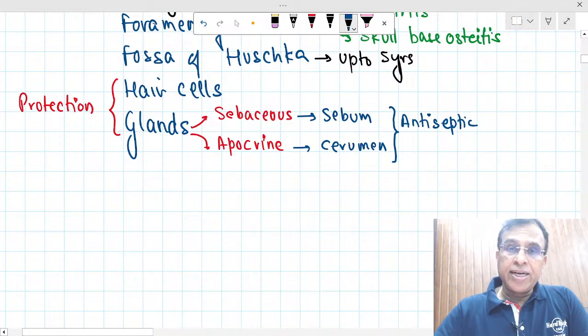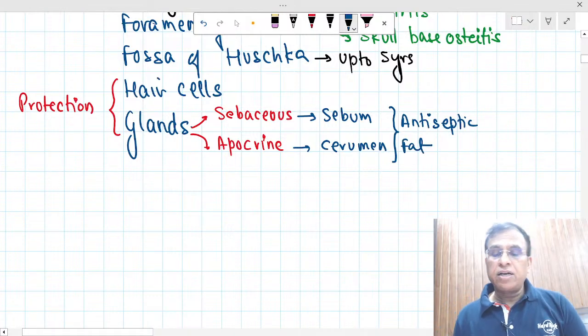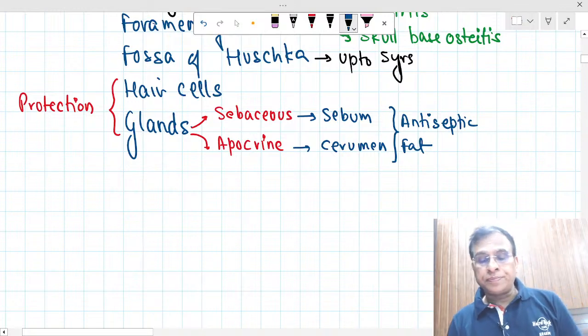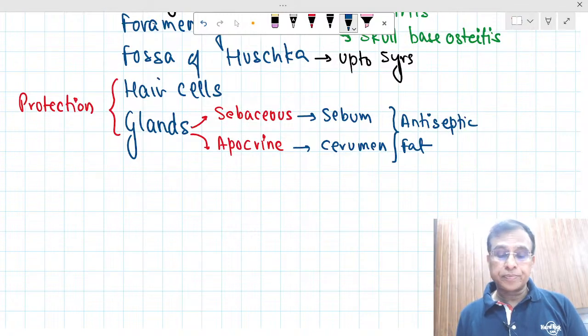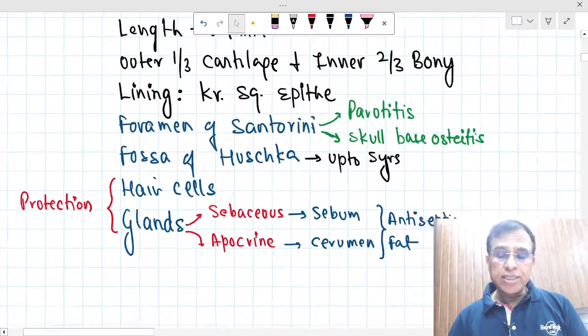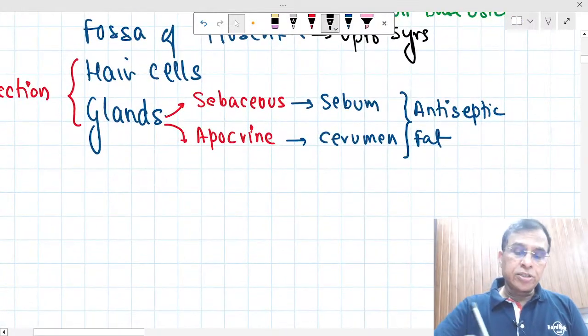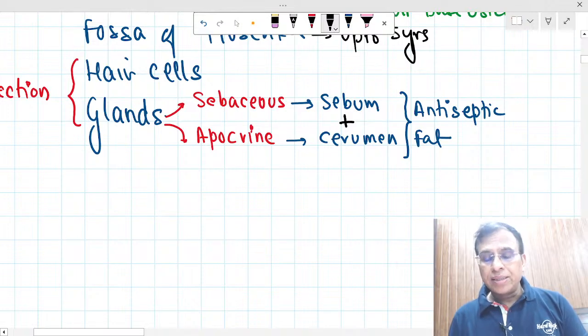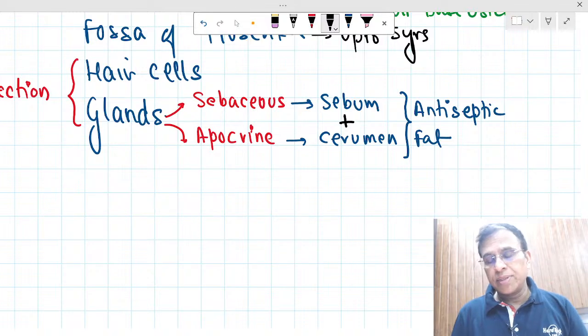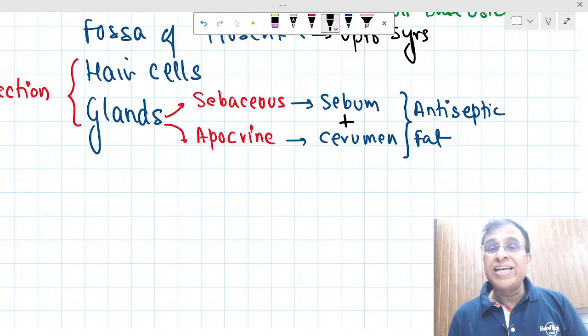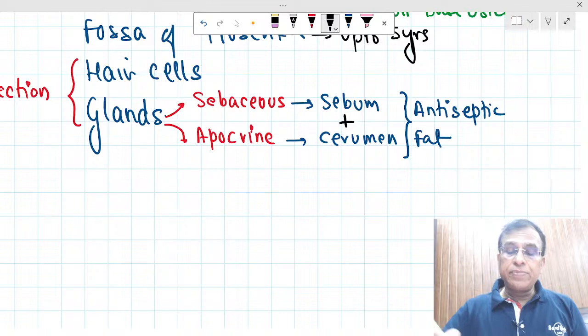And the main content of these 2 secretions is fat. They are fatty in nature. So these are the things you have to know: the name of the gland, name of the secretion of the gland, and the property of these secretions. But the larger point is that these 2 secretions are always there in the canal. Yes or no? That's why if you put your finger in the canal, it always feels moist. Sometimes it also gets stained yellowish, and that is because of these 2 secretions.